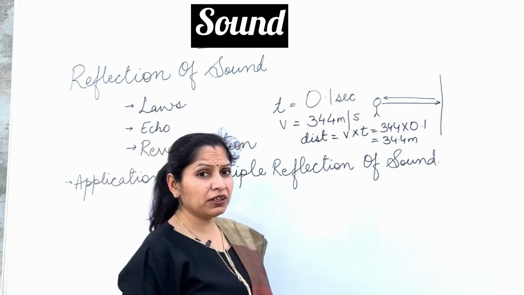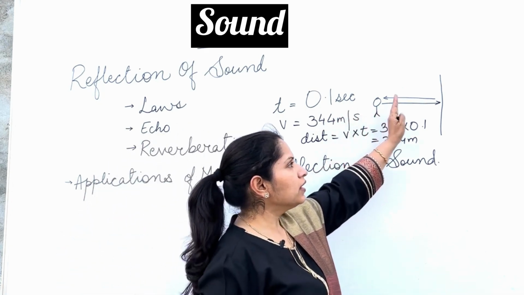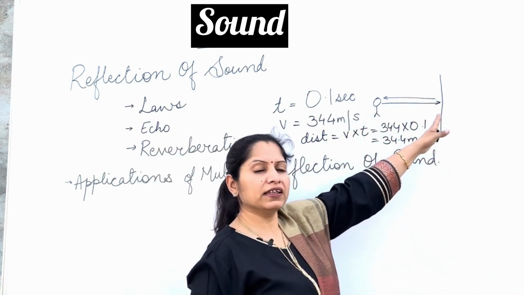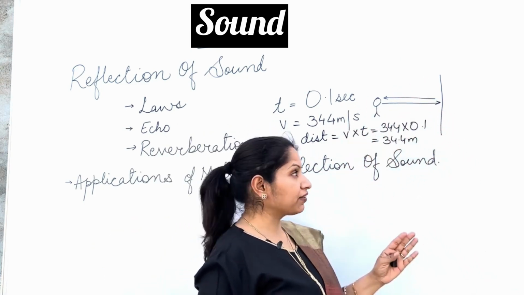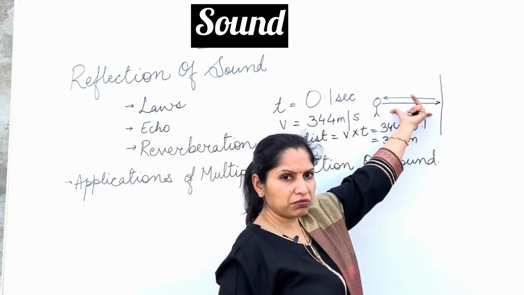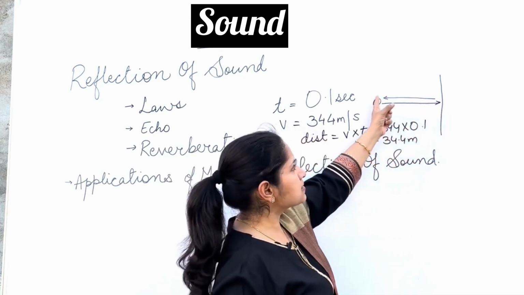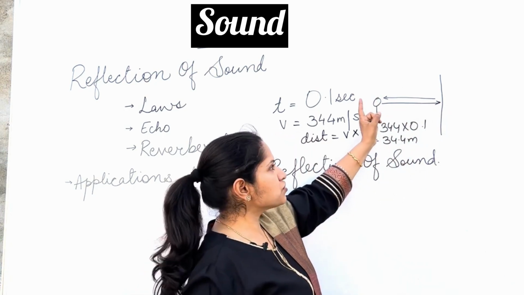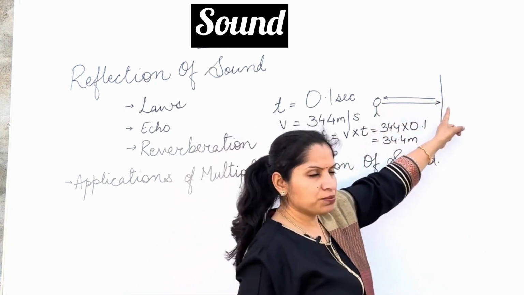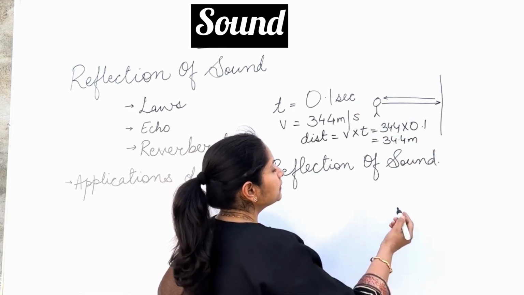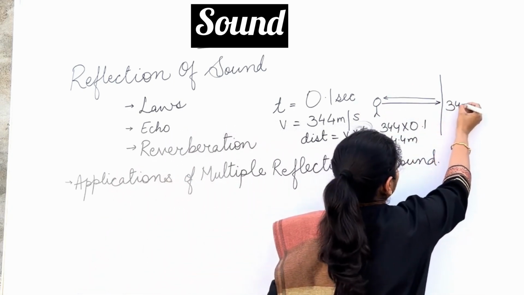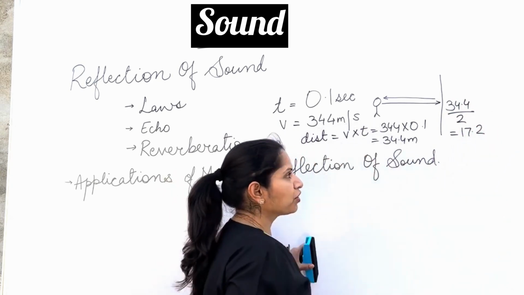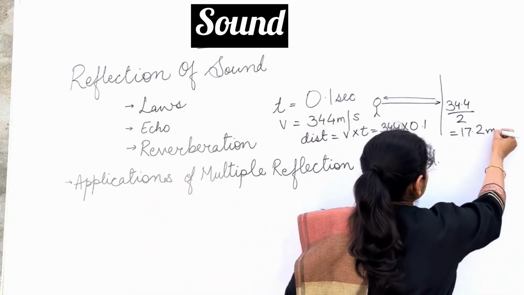So how much should be the minimum distance between you and that mountain, or whatever is that obstruction in the pathway of sound due to which the sound is getting reflected? How much should be the minimum distance? The total distance covered by the sound wave should be 34.4. So the distance between you and the obstruction should be at least 34.4 divided by 2, that will make it 17.2 meters. Why is this 17.2?